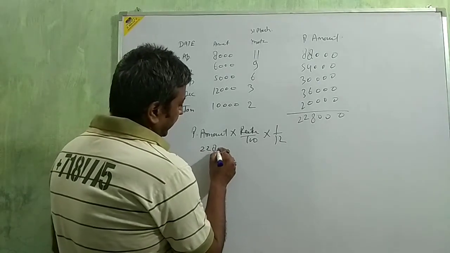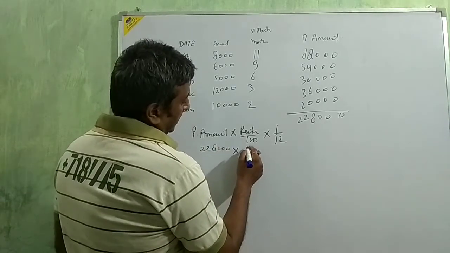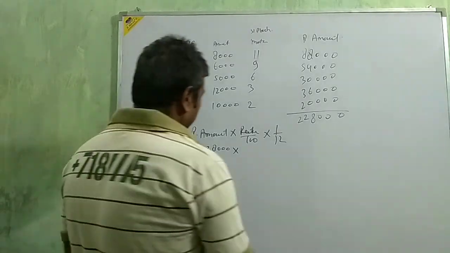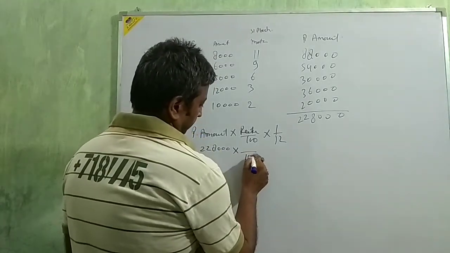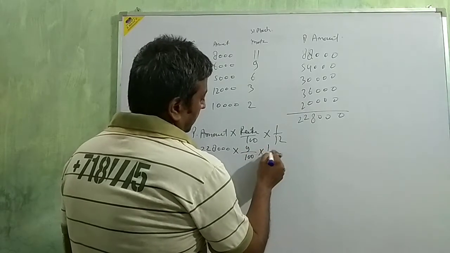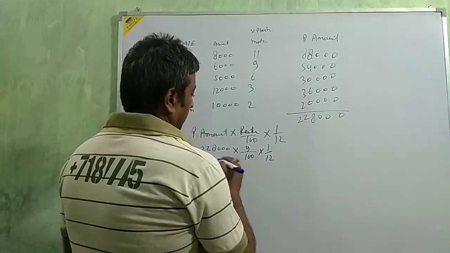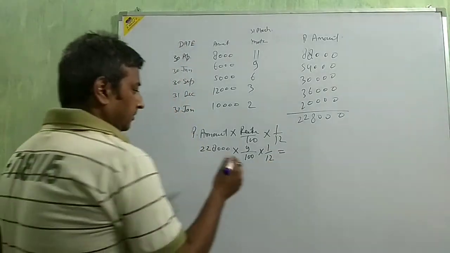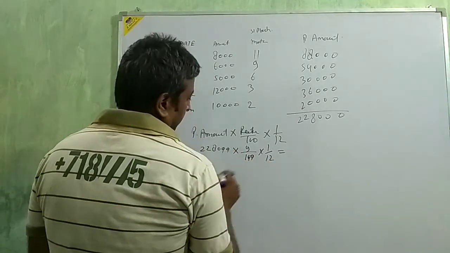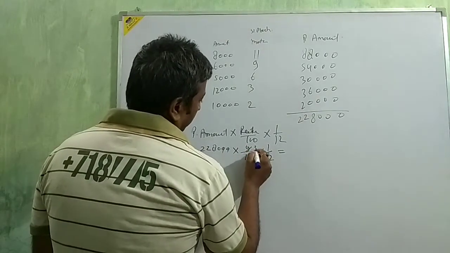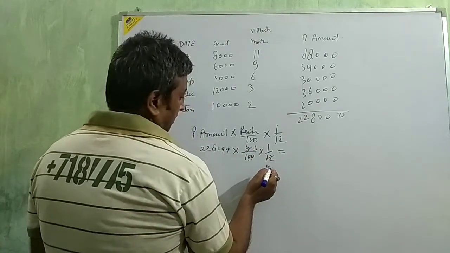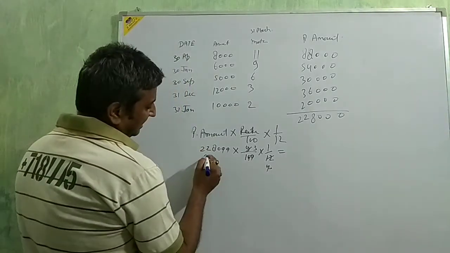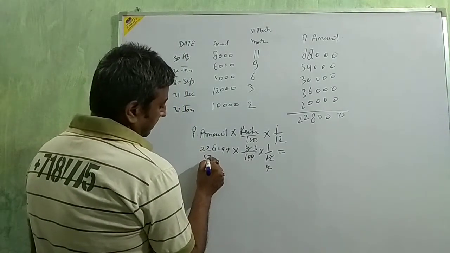Amount 228 into rate. What is the rate, beta? Just tell me the rate. 9%. Yes, 9. Into 1 upon 12. Cut that full amount. Okay, beta? Then these two, 3 threes are 3, 4 fours are 4, 5 times 20. Okay? And then 7 times.